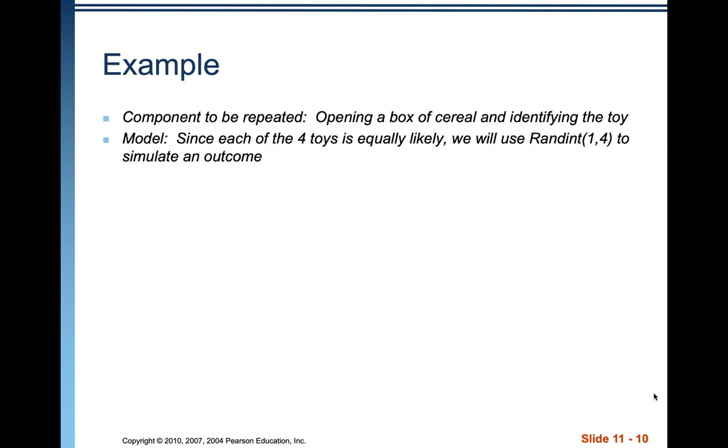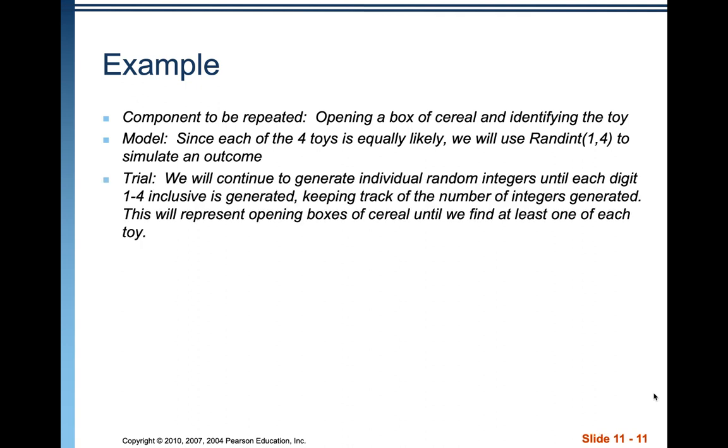So now we give the model for how we're going to do that in a simulation. Since each of the 4 toys is equally likely, we will use random integer 1 to 4 to simulate an outcome. Okay, and so one toy will be labeled 1, and the next one 2, the next one 3, the next one 4.